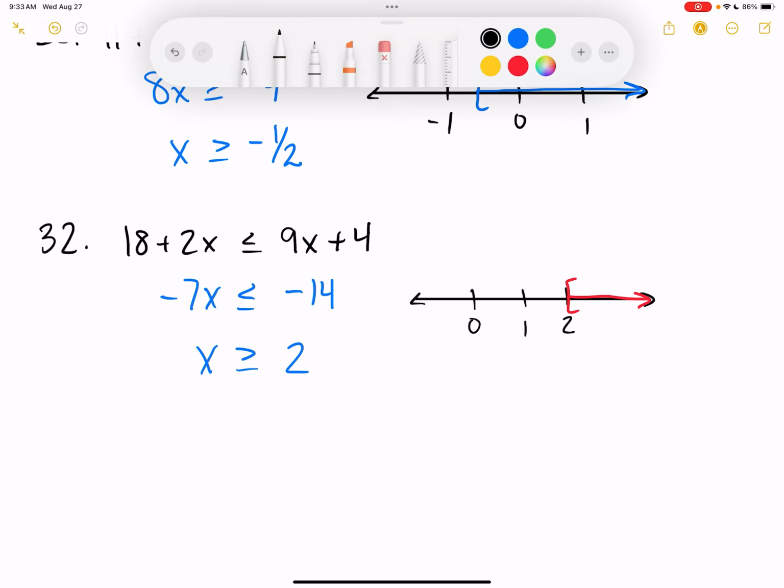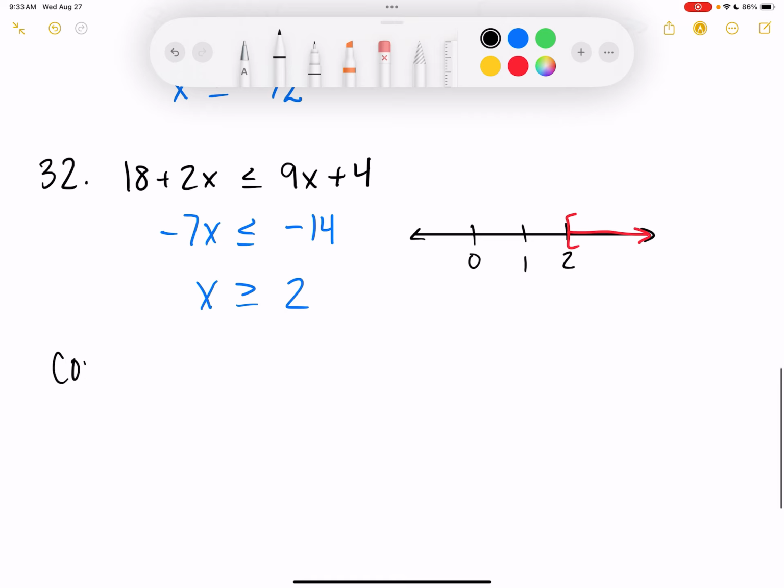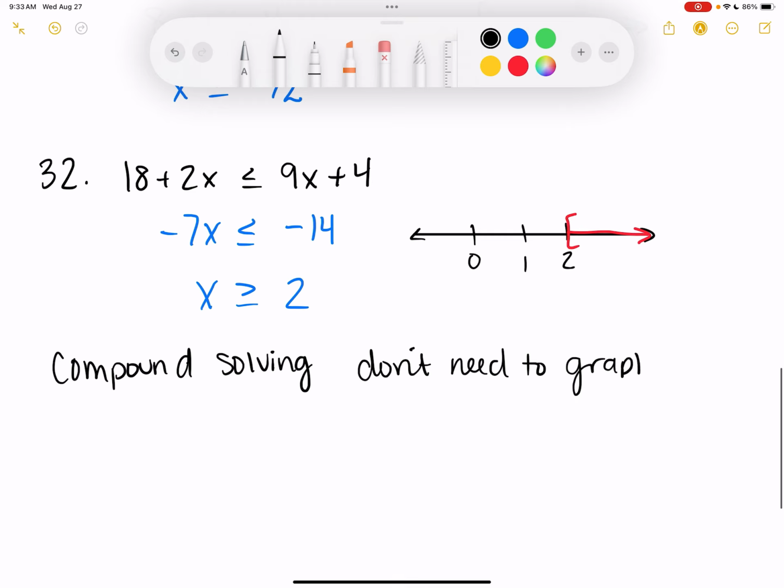So those problems, you do need to graph them when they say solve and graph. But for the compound inequalities solving, you don't need to graph. If you want the practice, you can, but you don't have to. We can just solve them.